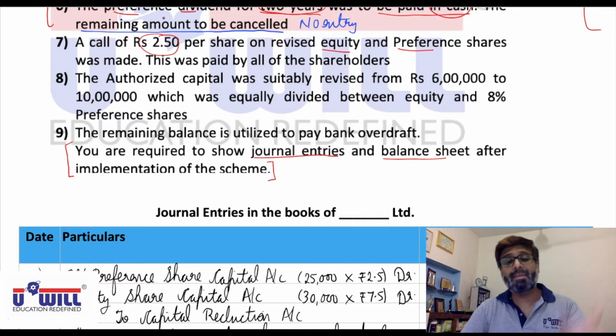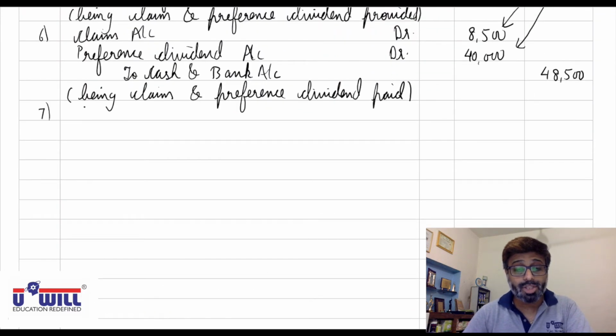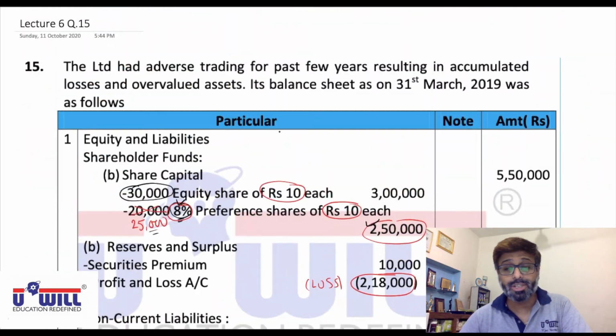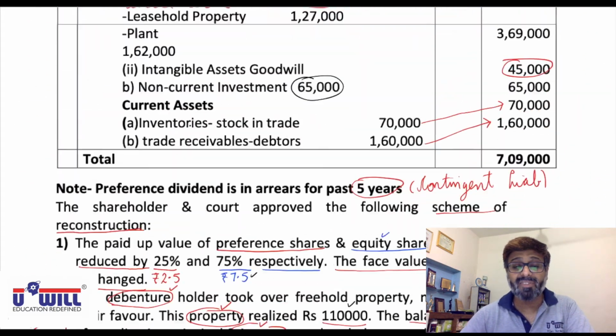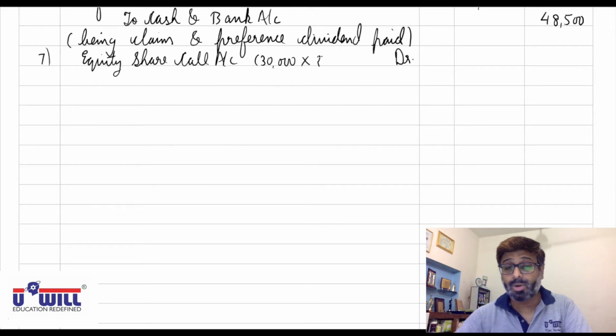So these entries will be the same as we studied in second year BCom. Two entries will come. First we'll make the call money due, and then we'll pass the entry for receiving the call money. Here also we'll combine for equity and preference. So equity share call account debit, 2.5 is called from both equity and preference shareholders, and there are 30,000 equity shares. So 30,000 into 2.5, what is called from equity shareholders is 75,000.